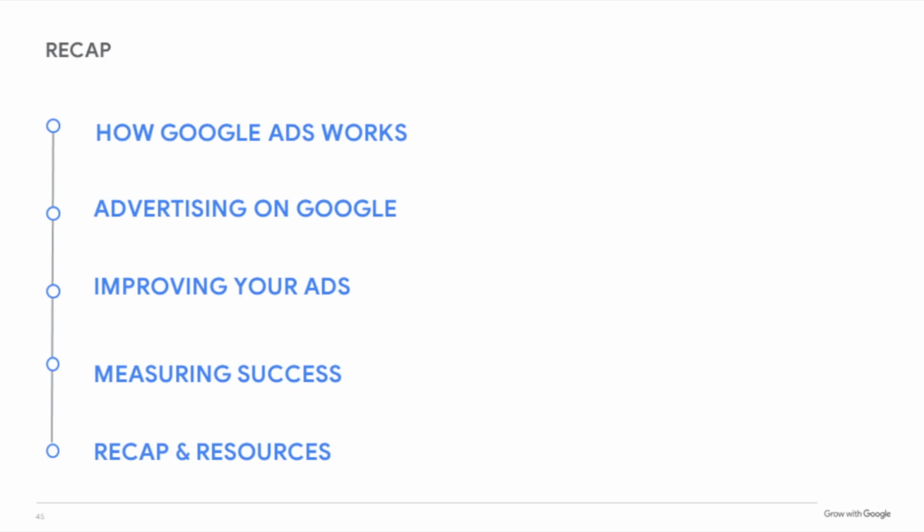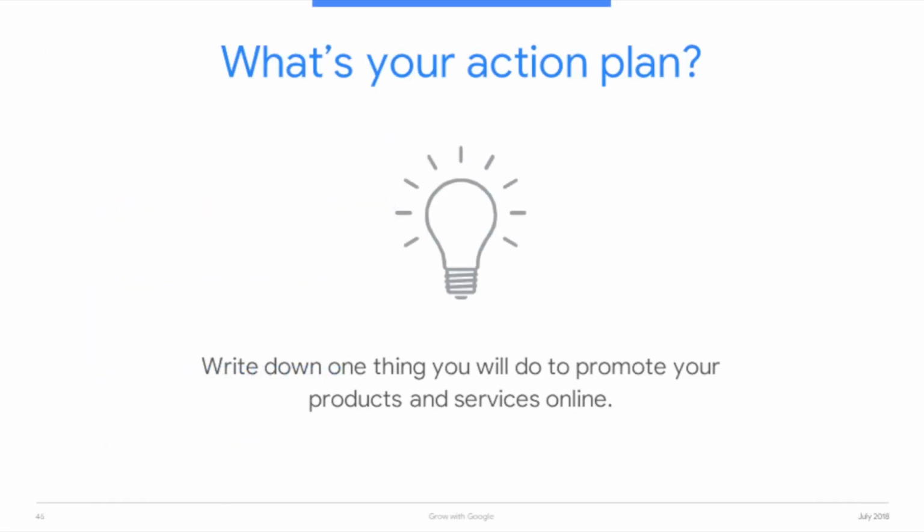So we talked about how Google Ads work, how you can advertise on Google, how you can improve those ads, how you can measure that success. If you need support and help, remember to reach out to the Google partners that invited you here. So think about what's one or two things that you would like to actually implement, because knowledge is not powerful until it's applied. Really think about that.